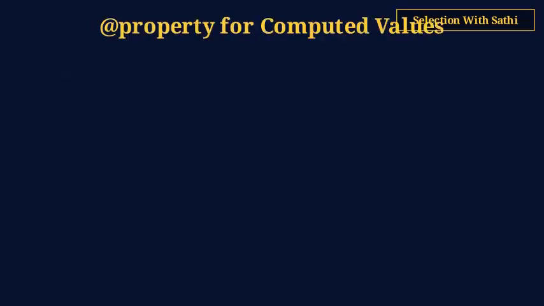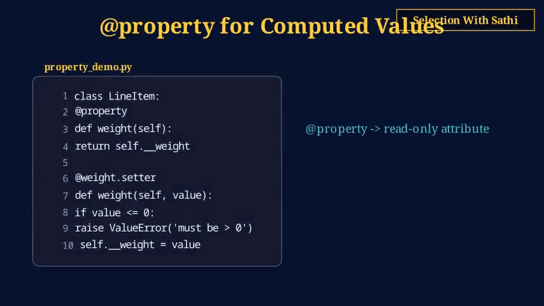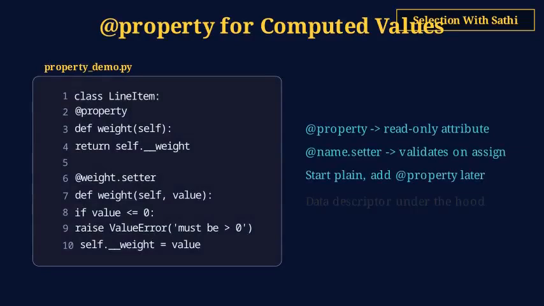The @property decorator turns a method into a managed attribute. Decorate a getter with @property, and it becomes a read-only attribute. Add @name.setter to enable assignment, great for adding validation.